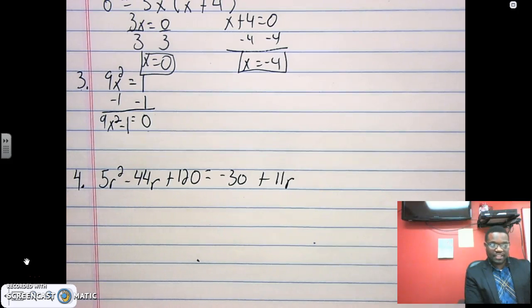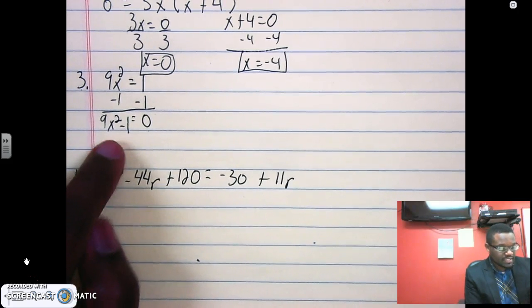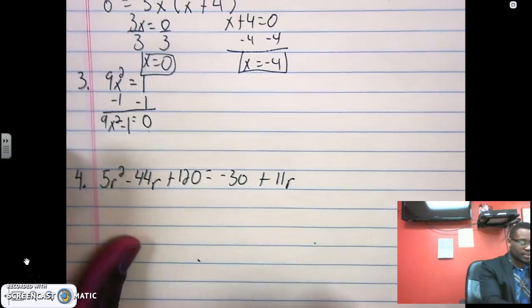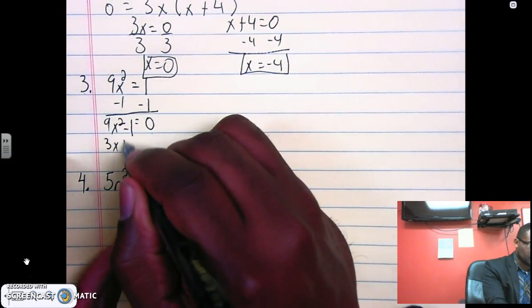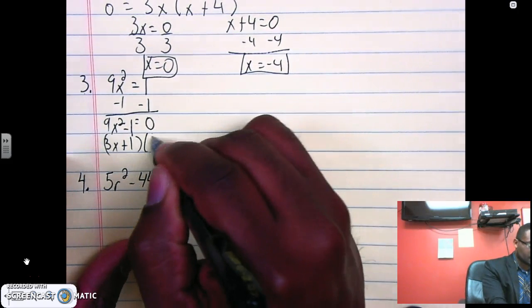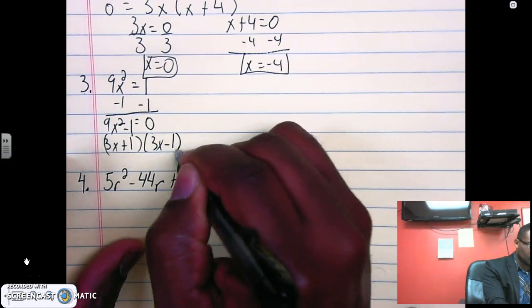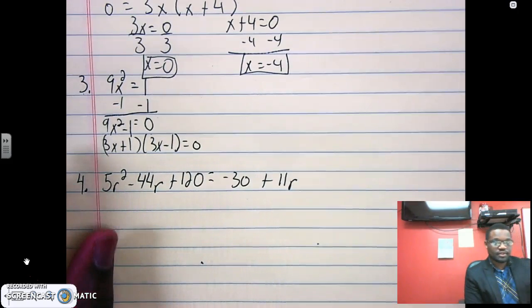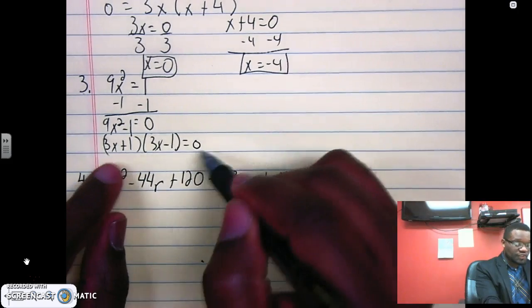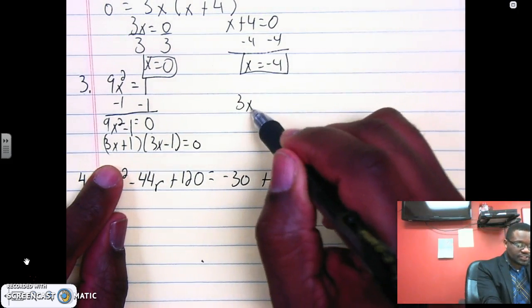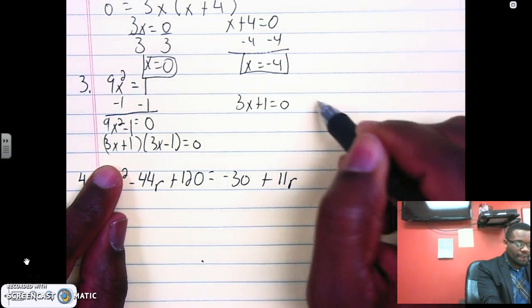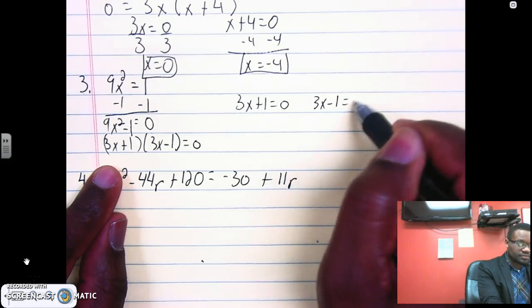Now I factor. How do I factor something that looks like this? Well, this is a difference of squares. This factors into 3x plus 1 times 3x minus 1. And I still make it equal to 0. So once you factor, you take each one of your factors and you set them equal to 0.